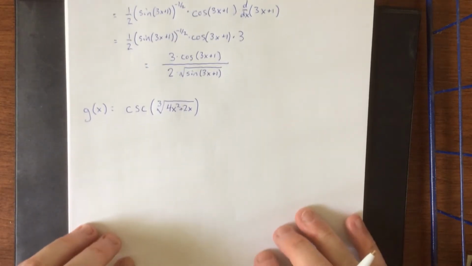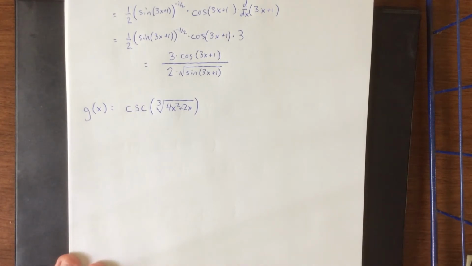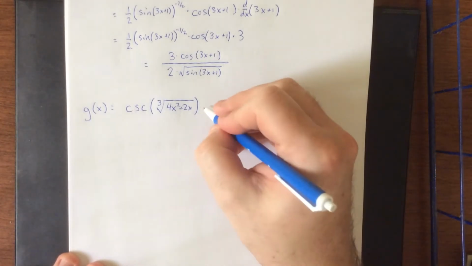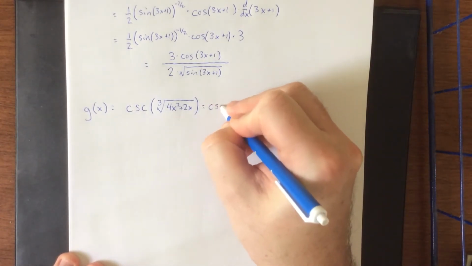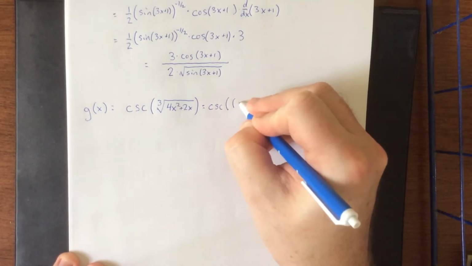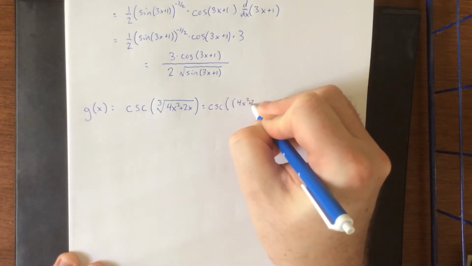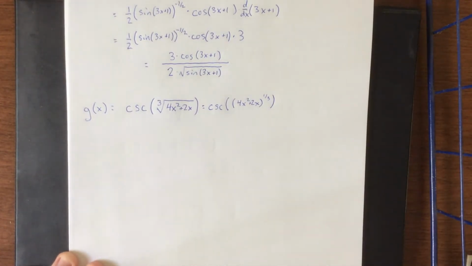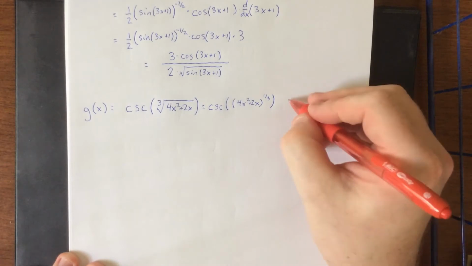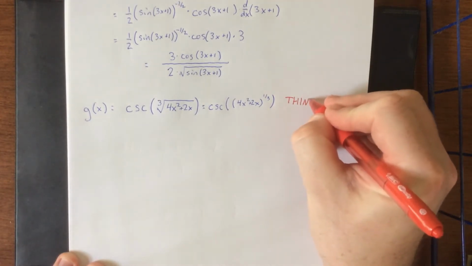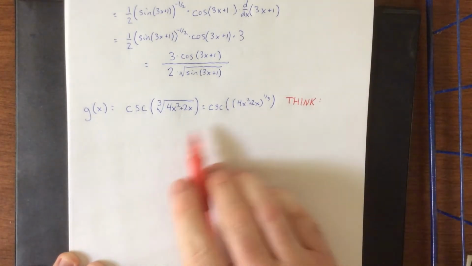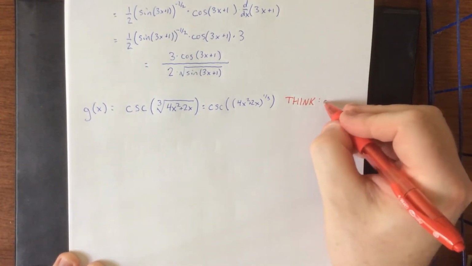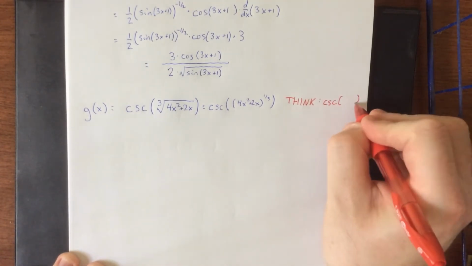G of x is equal to the cosecant of the cube root of 4x squared plus 2x. Now once again, similar to what we did on the previous problem, I'm going to refer to this as the cosecant of 4x squared plus 2x raised to the 1/3 power. Just something that we would typically do anytime we're dealing with any sort of radical. Now in this case, we're going to think to ourselves, what is the outermost function here? The outermost function in this case is the cosecant function.